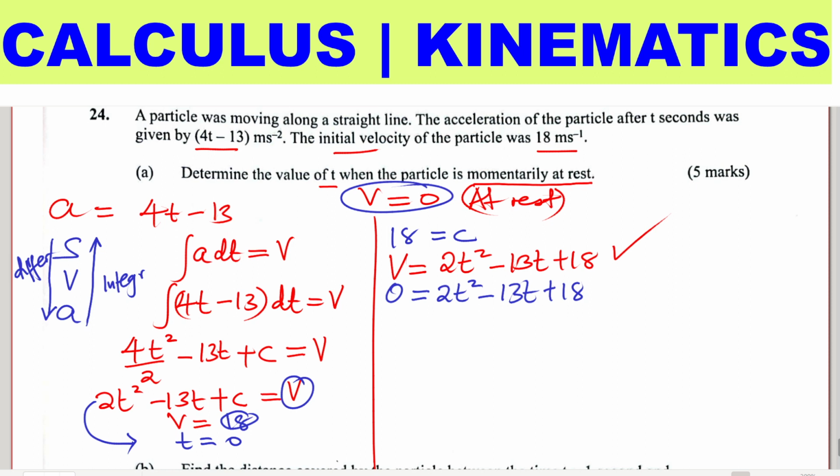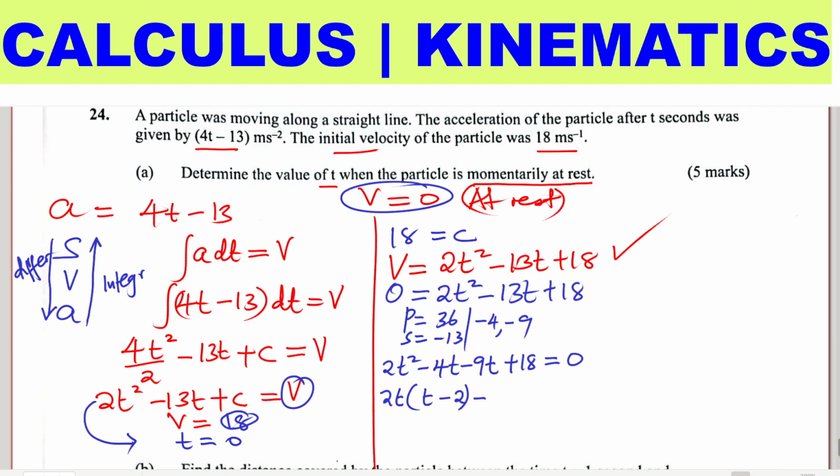For me, I'm going to use factorization. So look for two numbers whose product is 36 and whose sum is negative 13. These two numbers are negative 4 and negative 9. So we have 2t squared, and let me write negative 13t using negative 4t and negative 9t, plus 18 equals 0. Factorizing these, you have 2t common, so you have 2t times (t minus 2), then minus 9 is common.